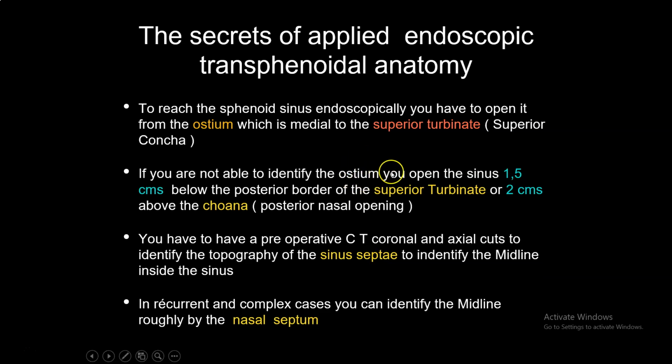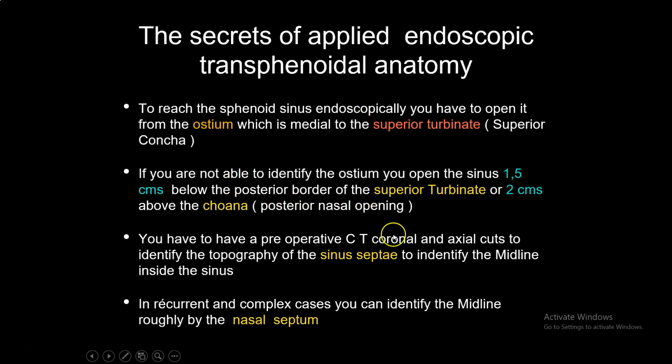If you are not able to reach the ostium for whatever reason, you go 1.5 centimeters below what? The posterior border of the superior turbinate, not below the superior turbinate, below the posterior border of the superior turbinate. As we said, it is medial and posterior to the superior turbinate. Or you go 2 centimeters above the choana, which is the posterior nasal opening.